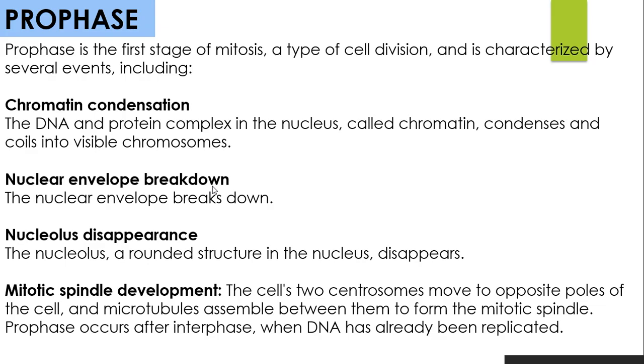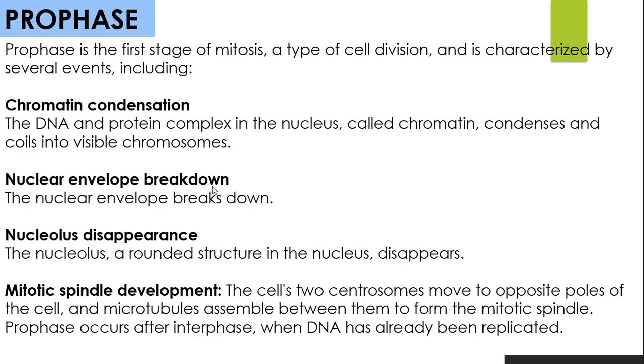be ready. Nucleolus disappearance. The nucleolus, a rounded structure in the nucleus, disappears, right? So something disappears. Why? Because the nuclear envelope is broken. All right, so mitotic spindle development. The cell's two centrosomes move to opposite poles of the cell, and microtubules assemble between them to form the mitotic spindle. Prophase occurs after interphase when DNA has already been replicated. So by the time it's prophase, the DNA has already been replicated, right?